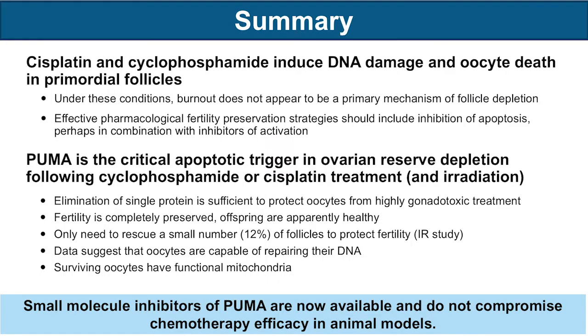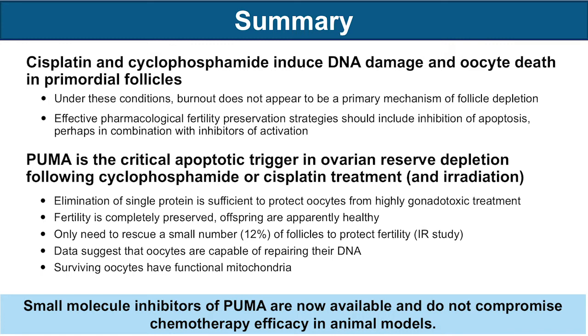So just to summarise this part of the talk, I've shown you that cisplatin and cyclophosphamide do induce DNA damage and oocyte death in primordial follicles. And under the conditions that we've used in this particular study, burnout does not appear to be a primary mechanism of follicle depletion. And so we think that effective pharmacological fertility preservation strategies should really include inhibition of apoptosis, and perhaps this should be done in combination with inhibitors of activation.